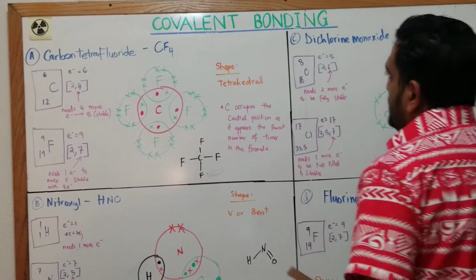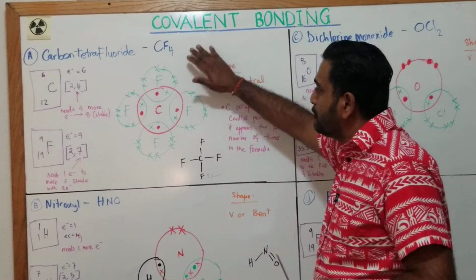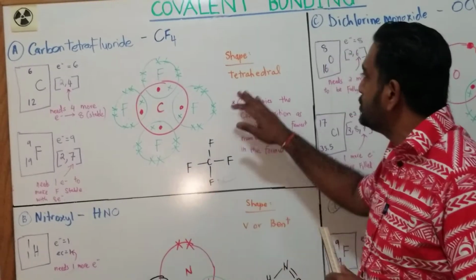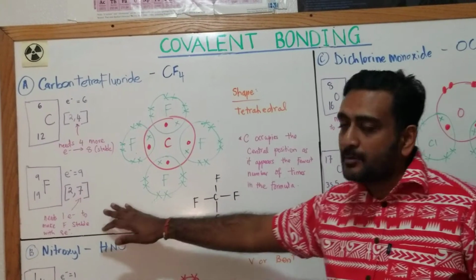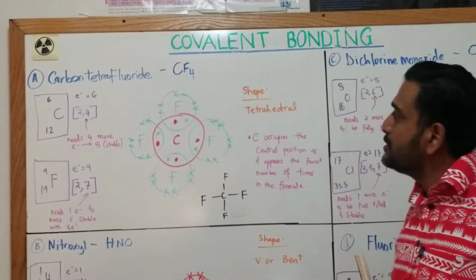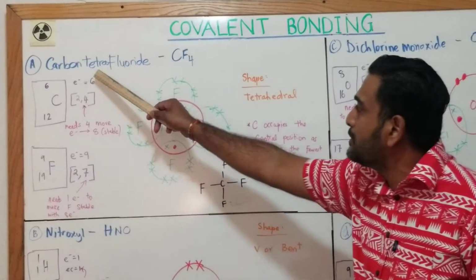Hello, today I'll be explaining how covalent bonding is formed and how to draw Lewis structures, how to determine the shape and the reason behind covalent bonding. So I've specifically chosen four structures today. The first one is called carbon tetrafluoride.